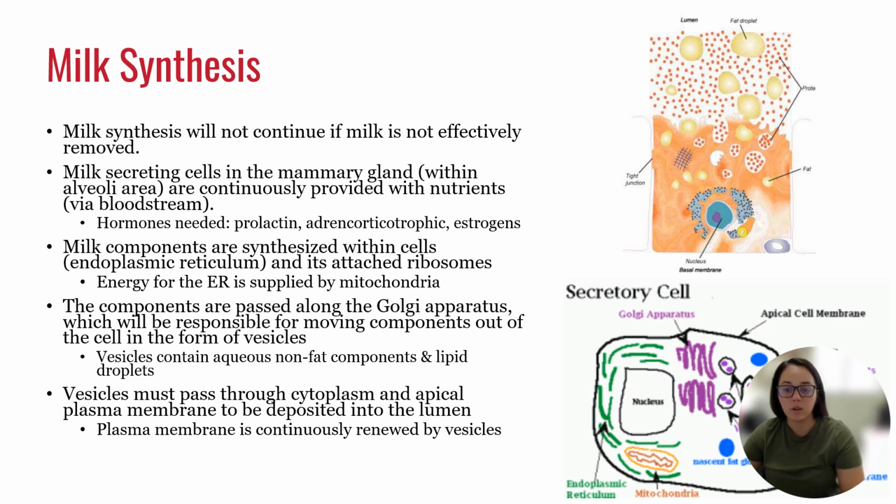And these fat droplets will eventually be able to make their way out of the secretory cell. They'll be pinched off, and that's actually going to be the next thing, so let me get to that first. Vesicles must pass through the cytoplasm and the apical plasma membrane to be deposited into the lumen. And the plasma membrane is continuously renewed by those vesicles. So again, those little fat droplets that are made by the milk components will then be released out of that cell and into the lumen.